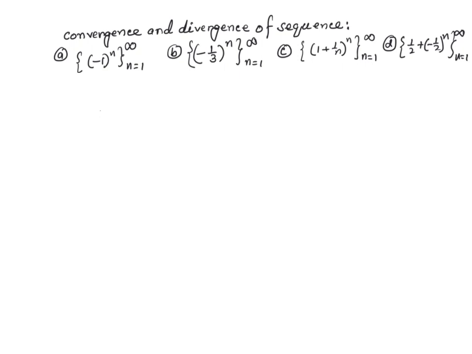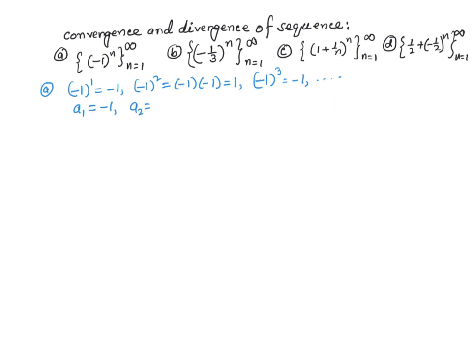So if I expand it, this is what I'm going to get. Negative 1 to the power 1 is just going to be negative 1, and then negative 1 whole squared is going to be negative 1 times negative 1, which is positive 1. So negative 1 to the power 3, or negative 1 whole cubed, is just negative 1, and you get the idea. So your A1, the first element of the sequence, is negative 1.